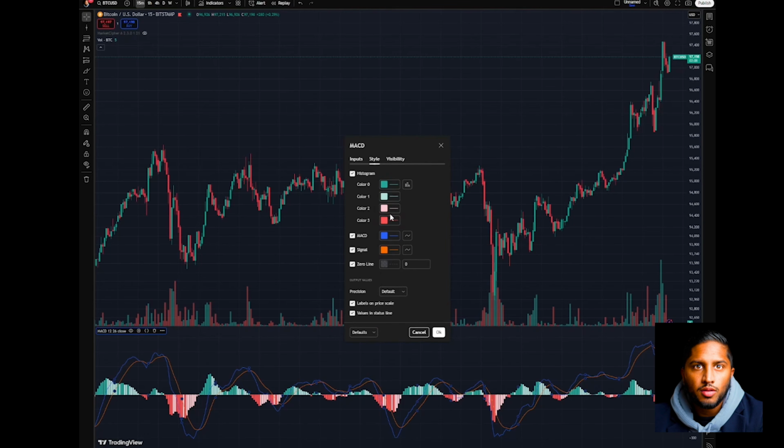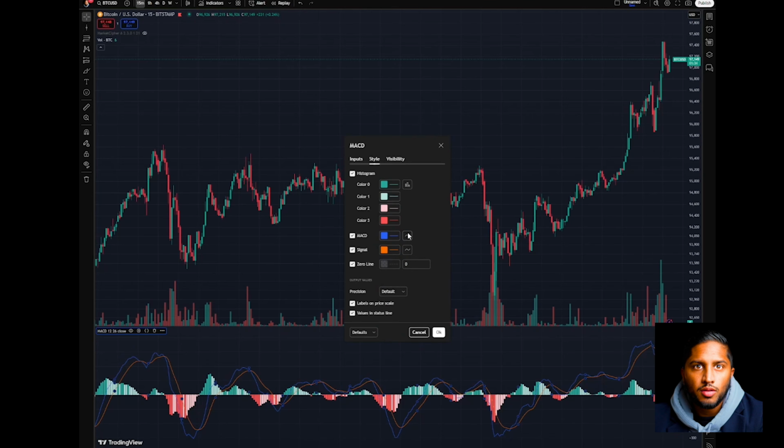Now, I like to keep it default, but let's look at what is going on here. Let's click on inputs. Now, the MACD line is a 12 EMA and a 26 EMA. And then the signal line is a 9 EMA. Under style, here's the histogram. You can adjust these colors. You can change the bar color type, whatever you want, but I like keeping all the other settings the same.